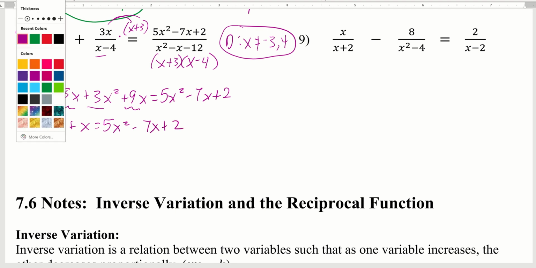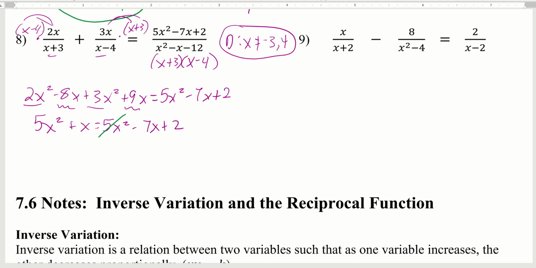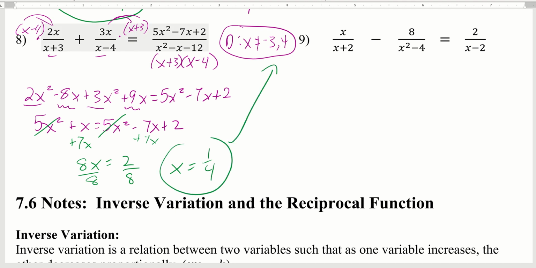Now, if you notice, 5x squared on both sides, so adios, mi amigo. I'm going to add this 7x to the other side to bring it with the other x. So we have 8x is equal to 2. Divide by 8. So x is equal to 1/4. Do a quick check there. I don't have any of my restrictions, so I'm good to go.